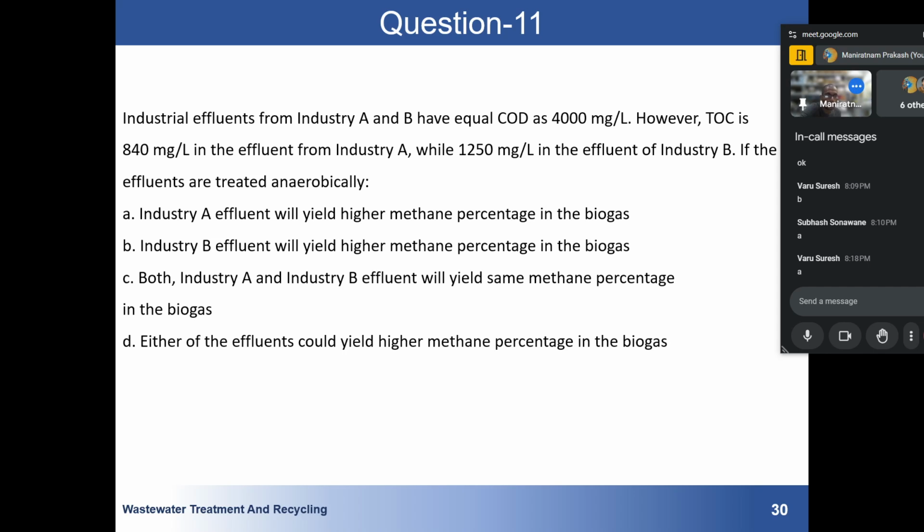For methane formation, what we require is carbon. The full form of TOC is total organic carbon. So remember, more organic carbon, more methane formation. Industry B has more organic carbon, so obviously the percentage of methane in B will be higher, because it has more organic carbon. Industry A will be higher?